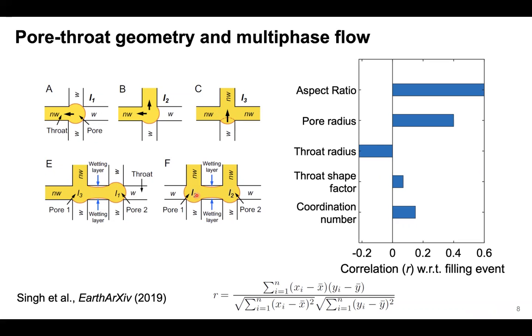So what we did, we looked into the relationship or dependence of these events. Either it's going to have snap off or pore filling, depending on the pore space geometry. For example, pore radius, throat shape factors, coordination numbers, which means how many throats are connected. And the last one is aspect ratio. Let's say fluid moves from here to there. So the aspect ratio is the radius of this pore to the radius of this throat.